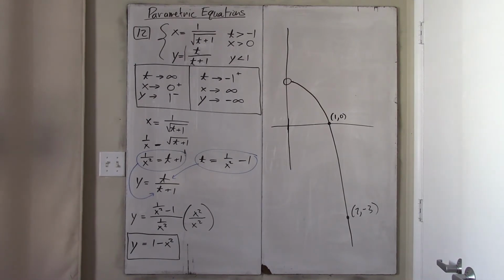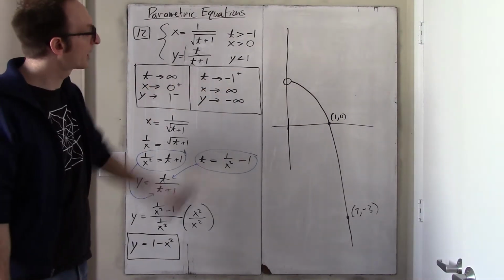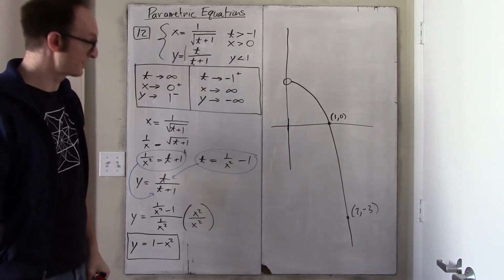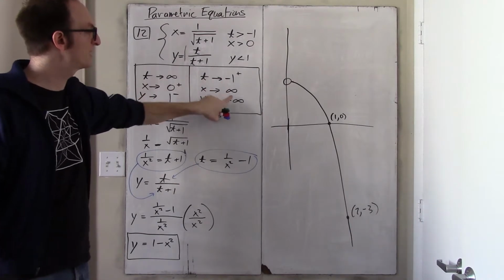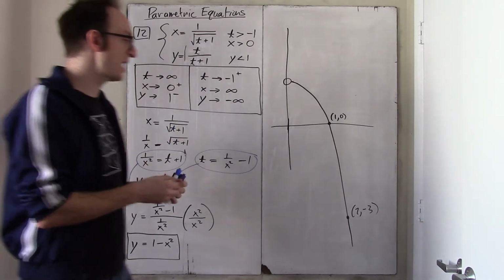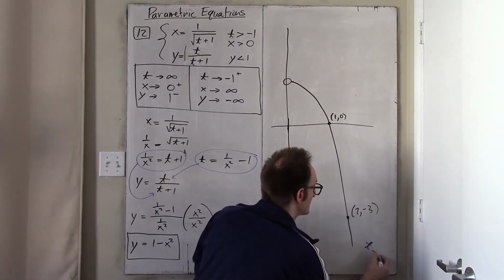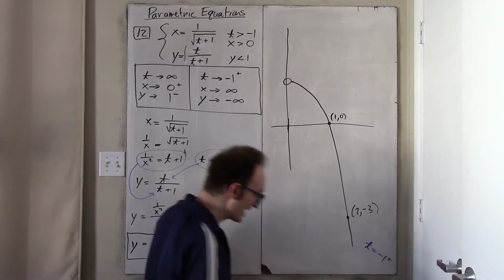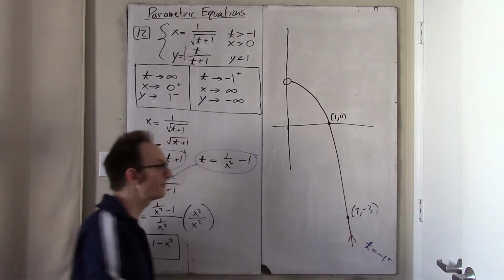Right. Well, here we go. What's the first t value that I'm allowed to plug in? That's a tiny bit more than -1. And where am I at time a tiny bit more than -1? Infinity, comma, -infinity. In other words, I am way down here at t equals -1 plus. And I must be moving sort of up this parabola.